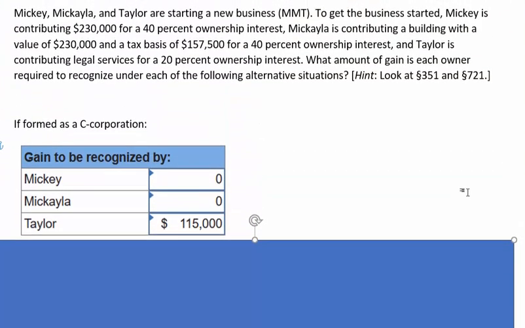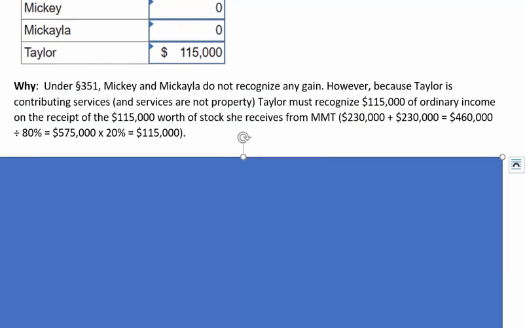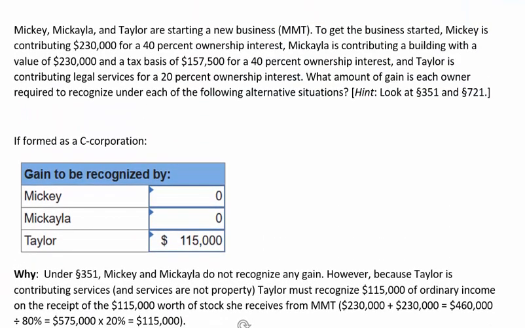The first situation, let me slide this down, got the whole thing slid up here, is if it's formed as a C corporation. Okay, and if it's formed as a C corporation, Mickey doesn't record any gain, nor does Michaela, but Taylor does. Well, let's figure out why. Let me slide this down again. This thing wants to move on me. Slide back up so we can see this. All right, so now I've got it positioned so it won't move on us too badly.